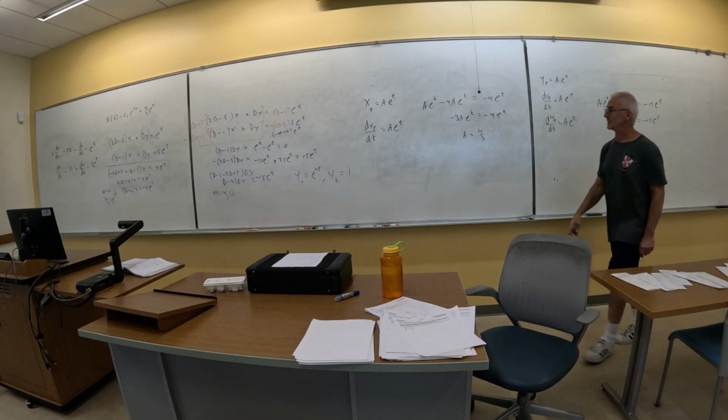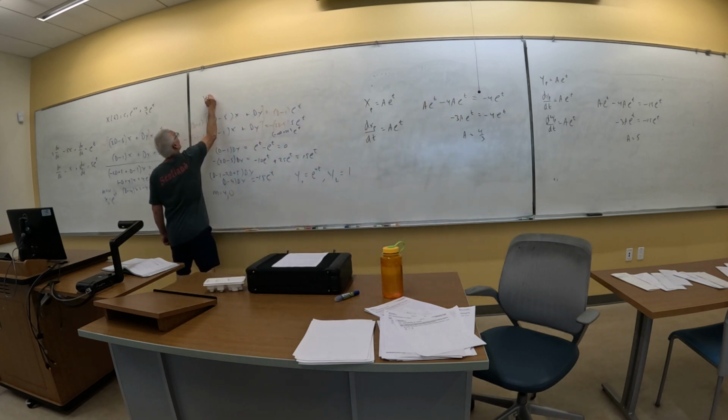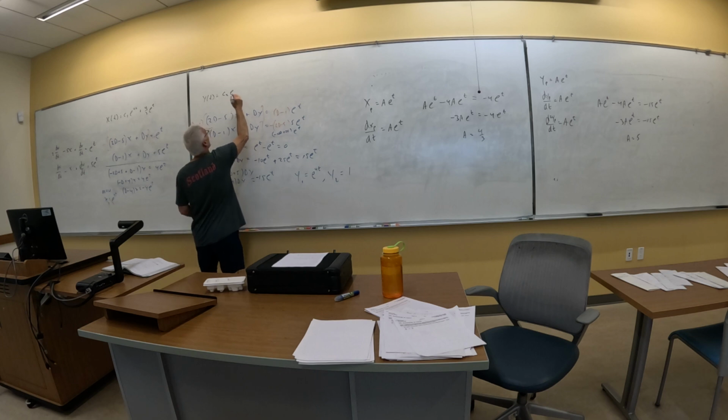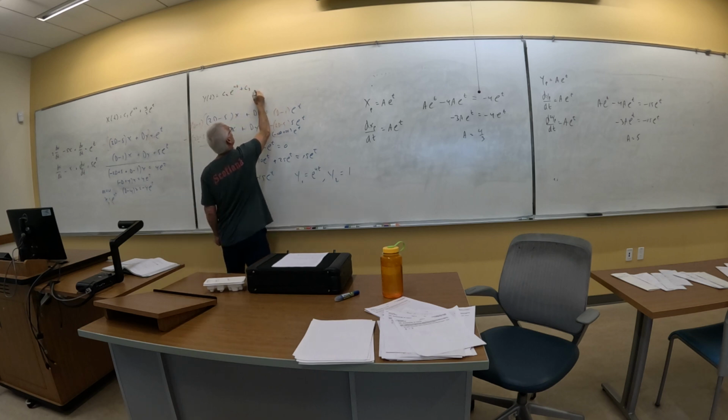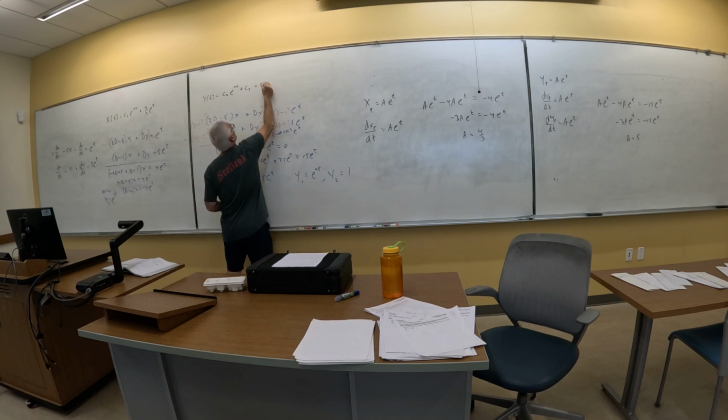So it appears, unless we made a mistake somewhere, and I don't think we did, that y of t is, so far, C2 e to the 4t plus, we'll call it C3, plus 5 e to the t.